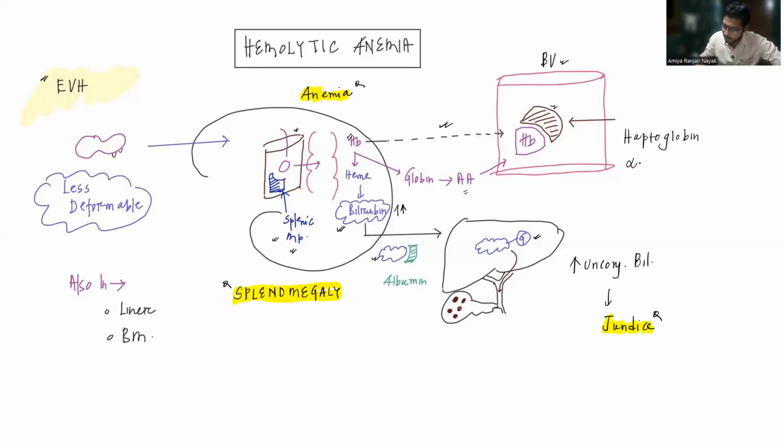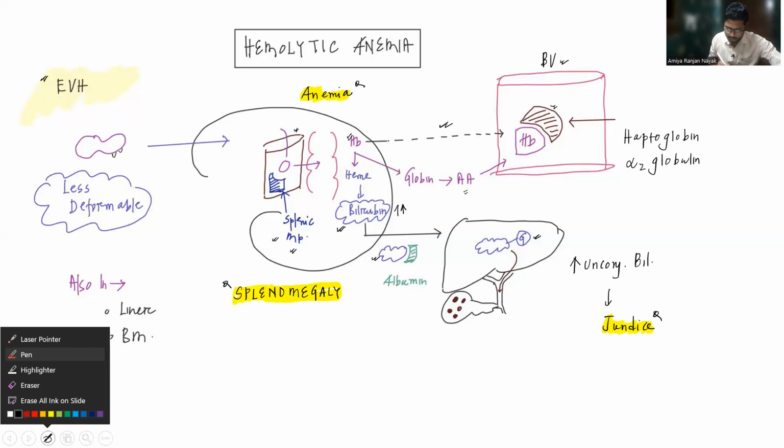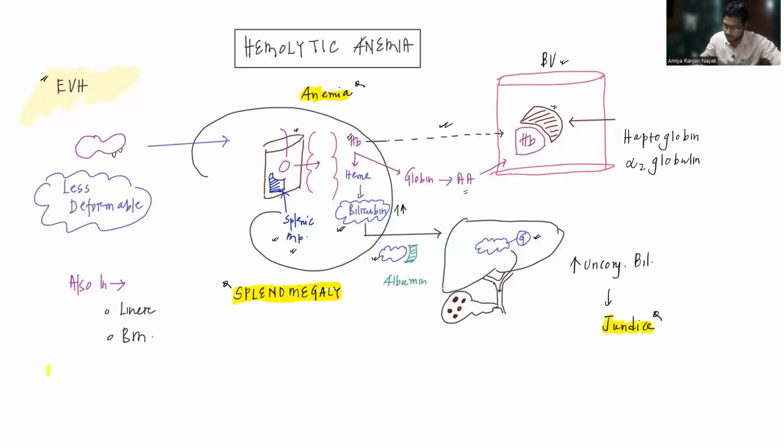They may also bind to alpha-2 globulin. But for us, the most important one is the haptoglobin. Okay. So free hemoglobin cannot stay in the blood vessel. So they have to bind to some kind of protein. So they will bind to haptoglobin and they will bind to the alpha-2 globulin.